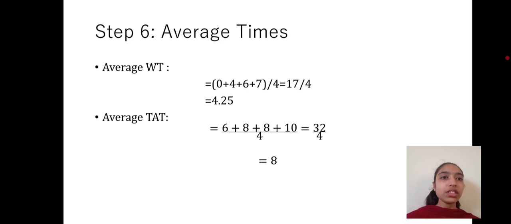And step 6 is average times. That is, we have to calculate the average of waiting time and the average of turnaround time. As we have calculated here, the average waiting time output is 4.25 and the average turnaround time output is 8.